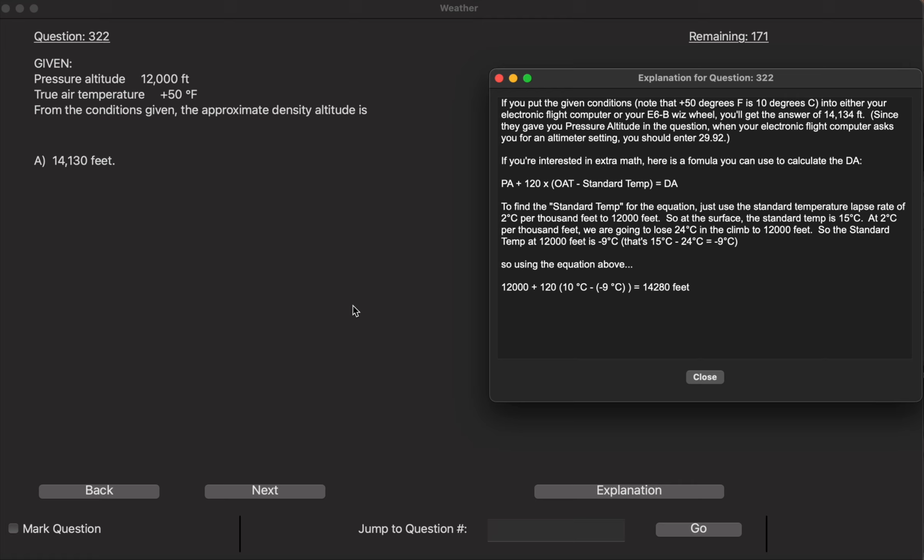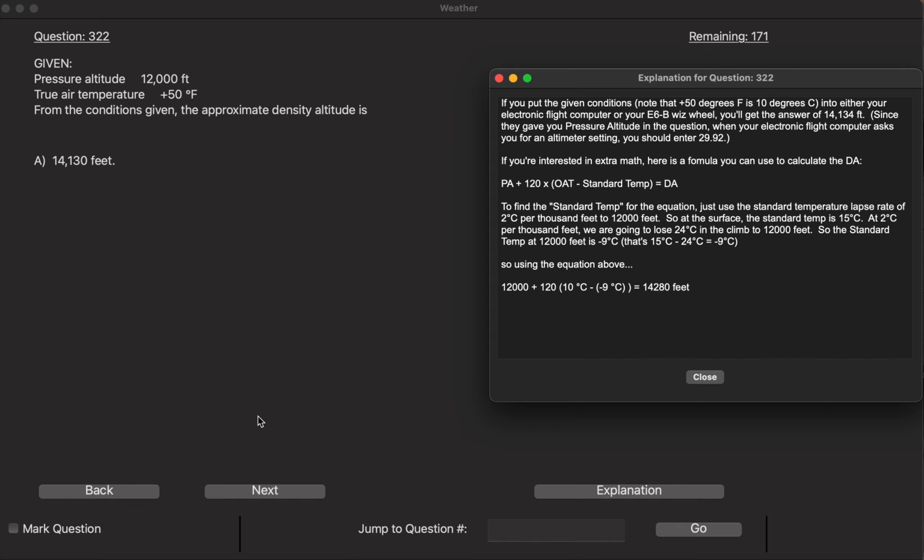And for this, we're going to take our pressure altitude plus 20 times the outside air temperature minus the standard temp to give us our density altitude. So we have to subtract 2 degrees for every 1,000 feet all the way up to 12,000 feet. That's going to lead us to 24°C.